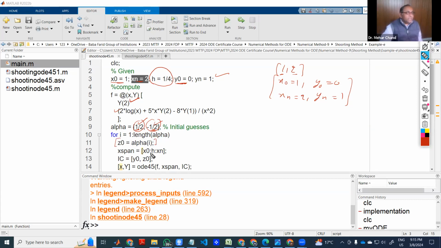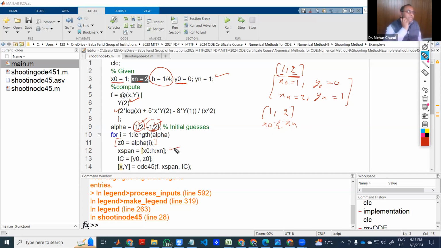And x span we have is this interval, which is 1 to 2. So this is x naught and this is xn, and we are choosing here the step size h. This is the step size which we choose at the place h. So this is the x span.